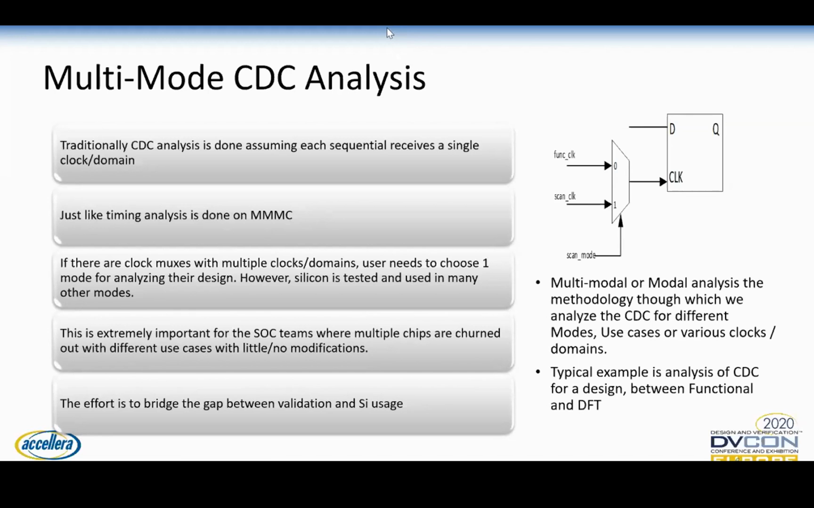So if there are clock muxes with multiple clock domains, the user needs to choose one mode of analysis, right? But that's one mode of CDC analysis. However, you have to have multiple CDC modes of analysis, and that is the reason this multi-mode CDC methodology helped us a lot. We had four parallel modes of analysis, which were the PCI mode, the SATA mode, the bypass mode, and the debug mode. There were multiple modes of analysis which actually helped us a lot in reducing the RDC paths.